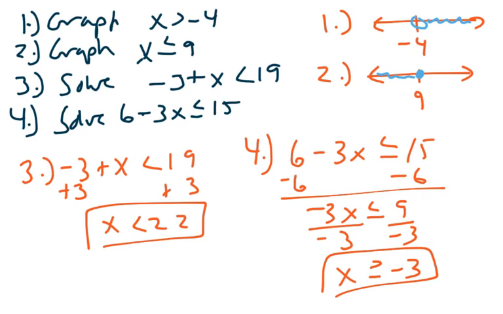On number 4, subtract 6 from both sides. 6 minus 6 is 0. Don't forget that negative is still attached to the 3x. 15 minus 6 is 9. And then we divide by -3. And remember that that is going to trigger the flip of the inequality only when you're multiplying or dividing by a negative. Most of the time it'll be dividing. And so x, and we got to turn that around, so it's x is greater than or equal to -3.